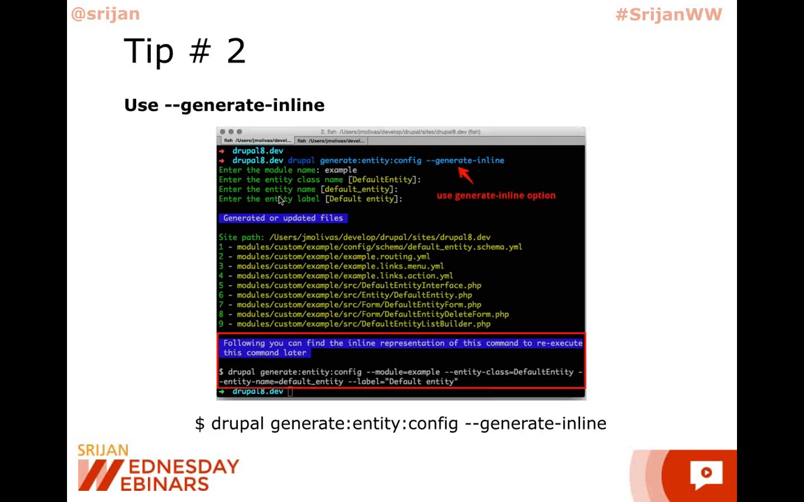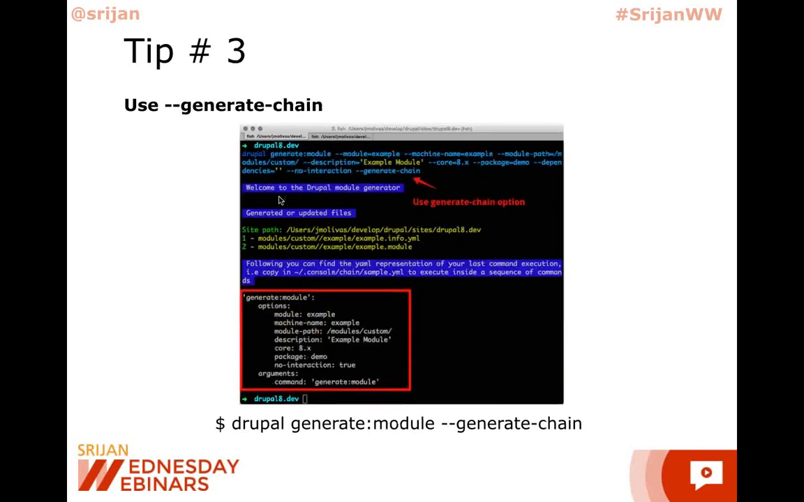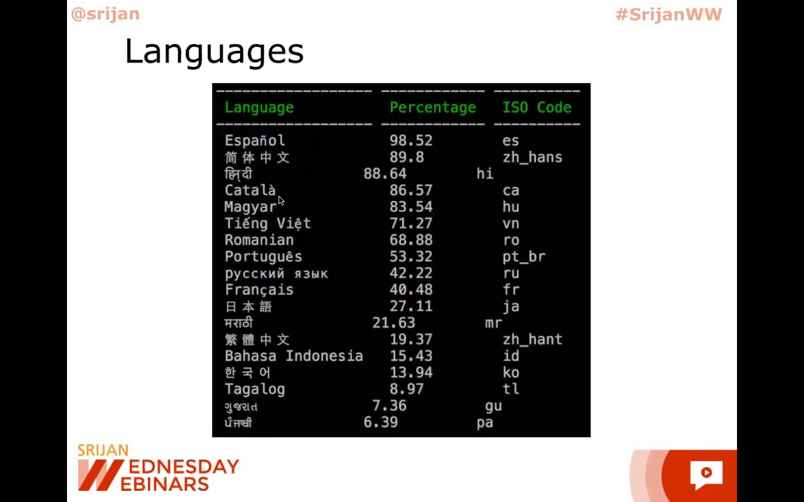Pro tip number 3 is we have another option, --generate-chain. This is a Drupal Console feature I will cover later, but it's the same concept. You include the option --generate-chain, and at the end you will get a YAML representation of the command you just executed. We will cover this later.